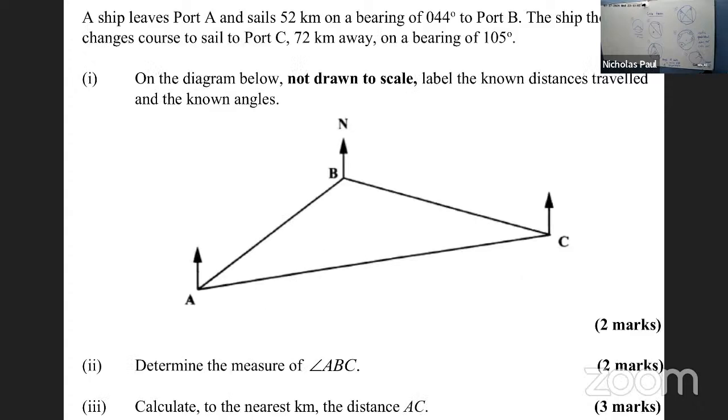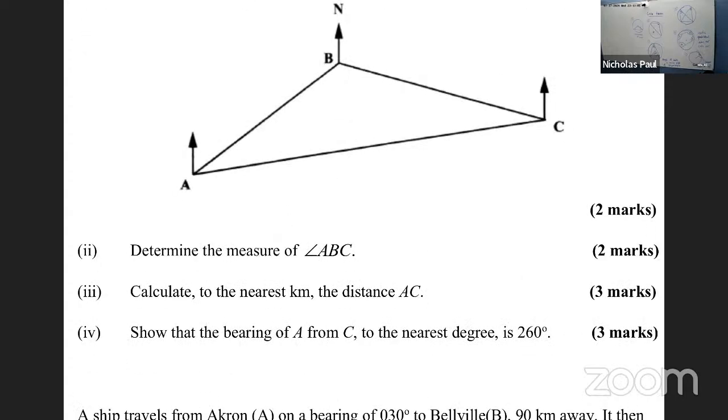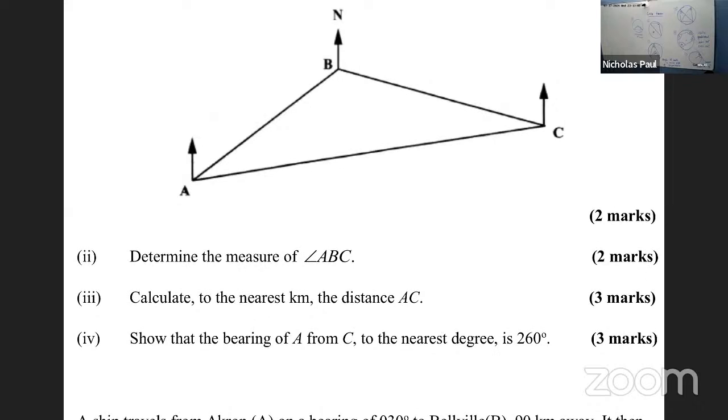You're going to finish it finding those things there: angle ABC, distance AC, and the bearing of A from C.